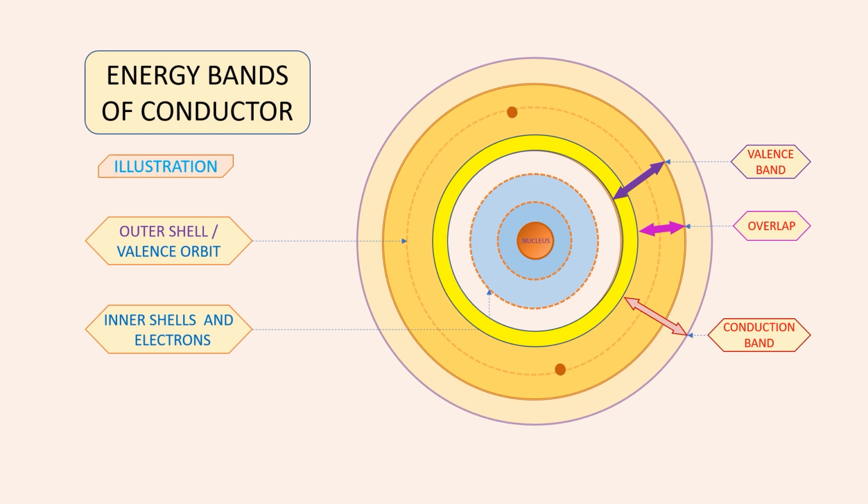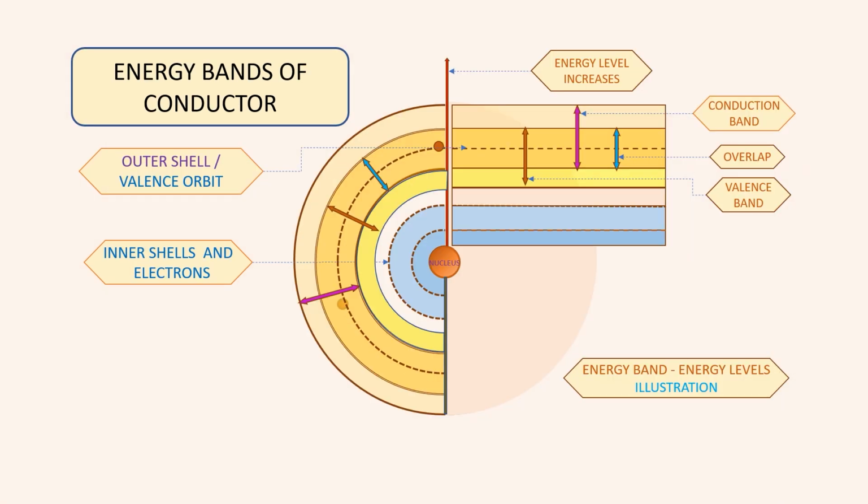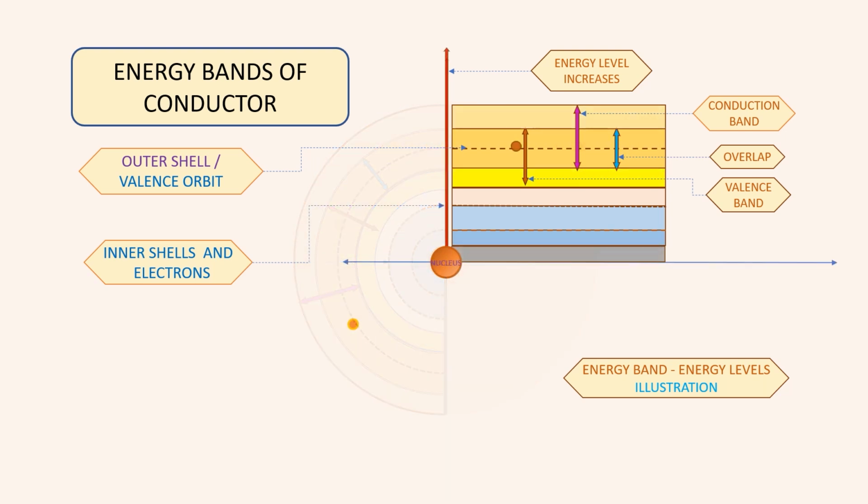In such materials, the valence band and the conduction band overlap partially. Hence, without breaking the atomic structure of the element, electrons can move freely through the valence or conduction band region. This allows the flow of electric current. Such materials are conductors of electricity. Metals are generally conductors of electricity.